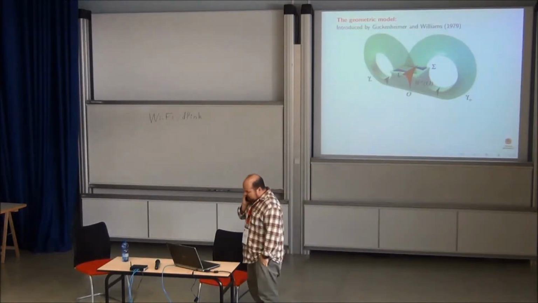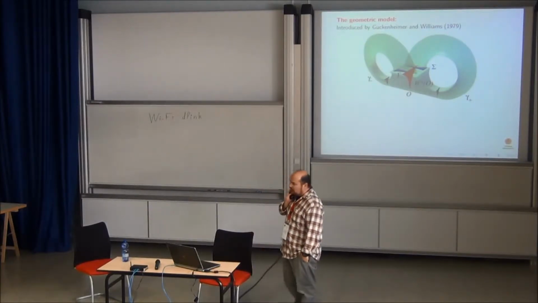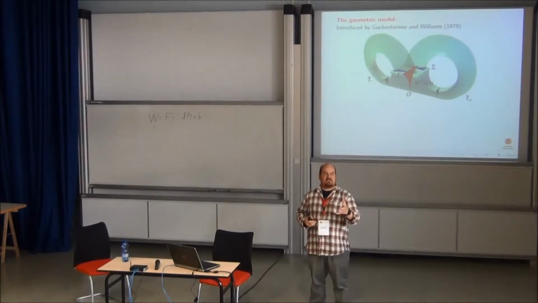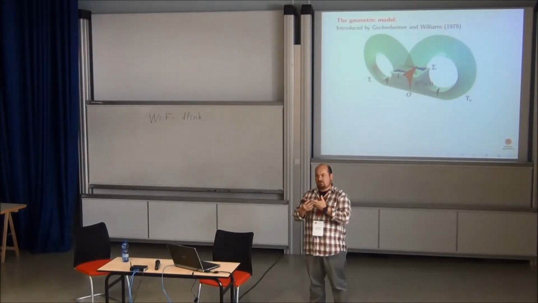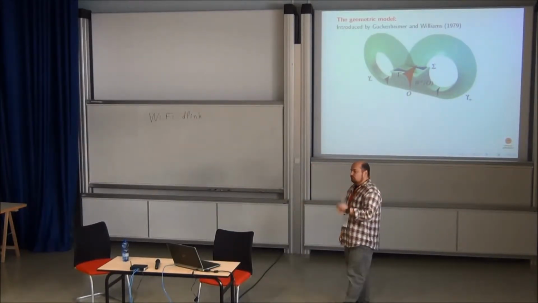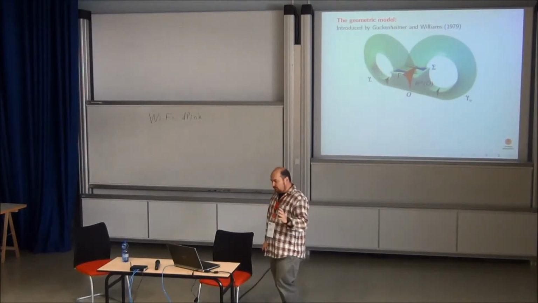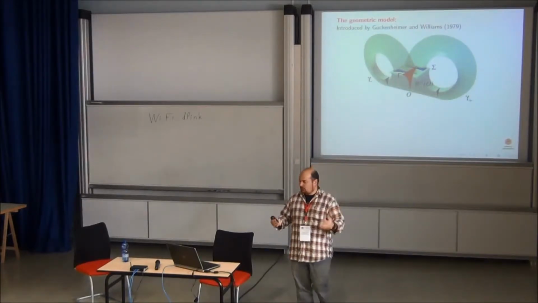So what happened later, in the late 70s, was that John Guckenheimer and Bob Williams thought, well, let's forget about the actual differential equations, let's think about what it does in phase space. What does it do to trajectories? And they came up with this geometric model. So it's completely decoupled from the differential equations. Let's just think about flows now.